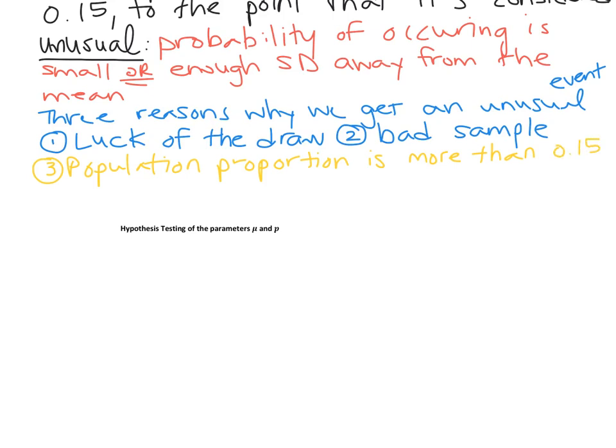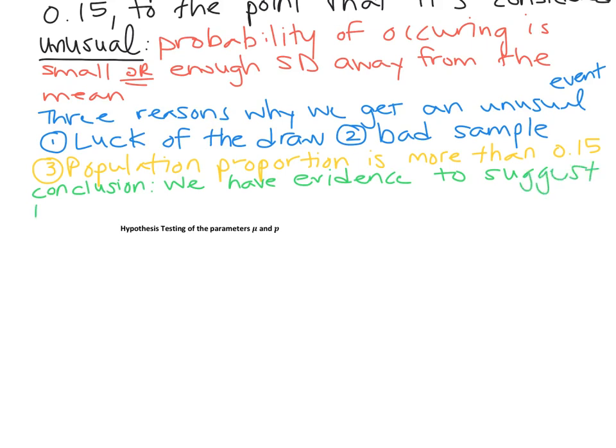So then we can conclude, let's see if I have enough room to write this, our conclusion is that we would say we have evidence to suggest the population proportion is more than 0.15.